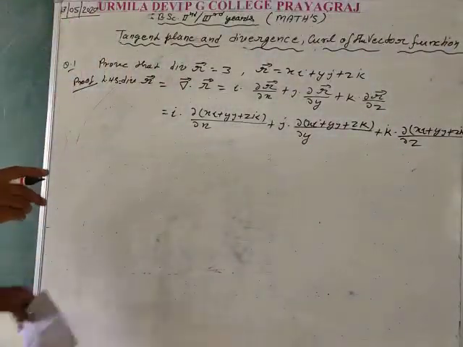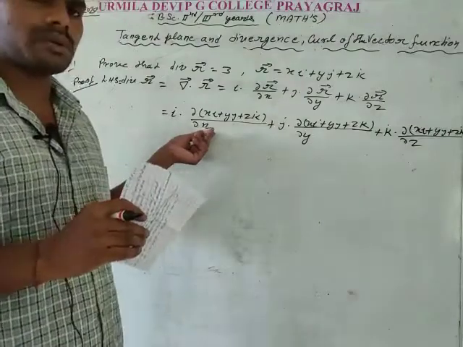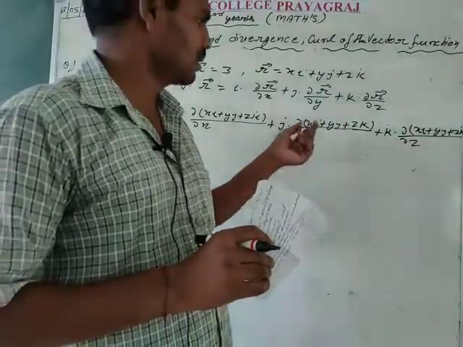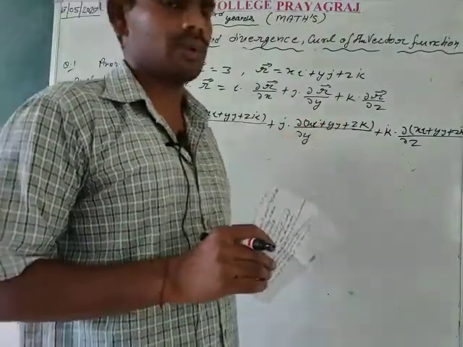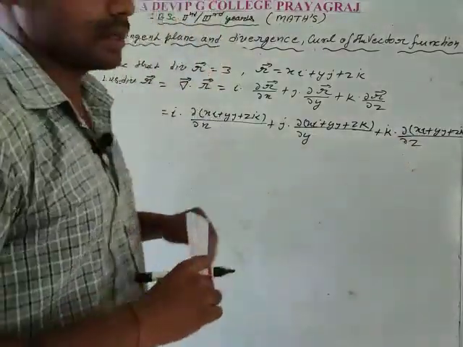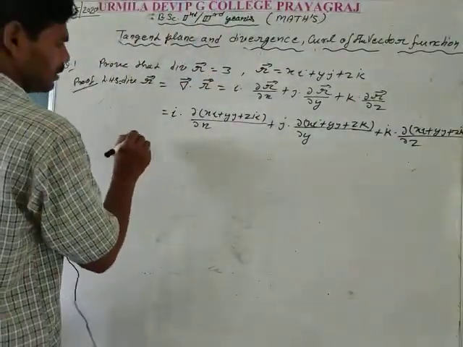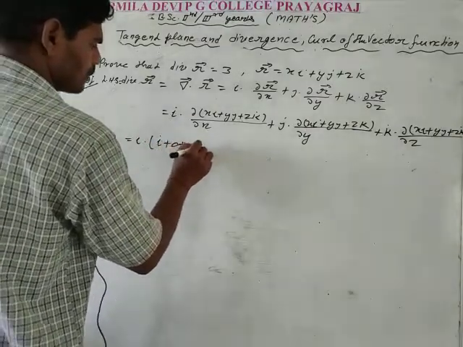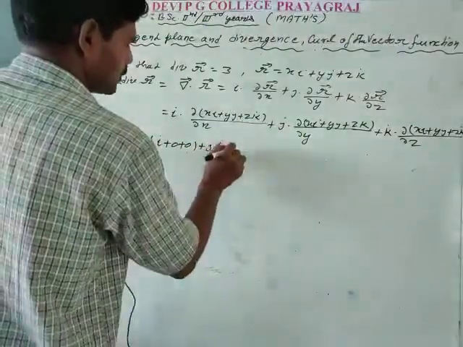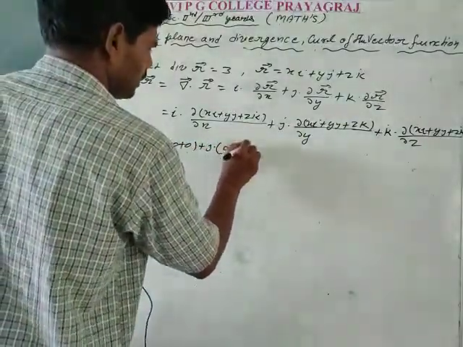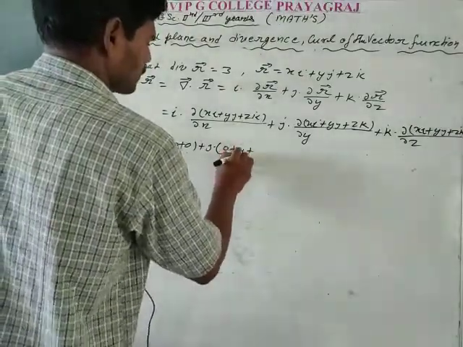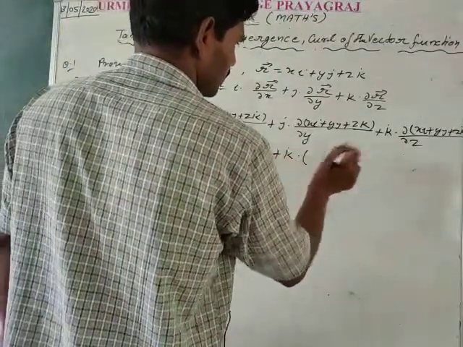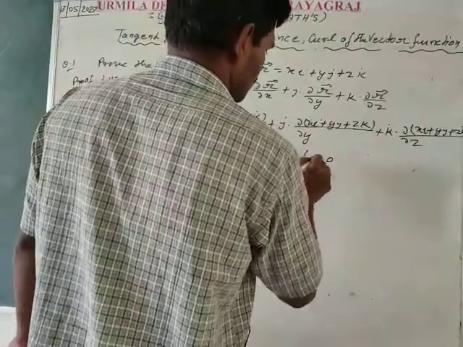Taking partial differentiation, in the first case with respect to x, so y and z will be constant, in the second case with respect to y, so x and z will be constant, and in the same manner the third. So it is equal to i dot i plus 0 plus 0, plus j dot (first is 0, second is j, third is 0), plus k dot (first is 0, second also 0, and third is k).